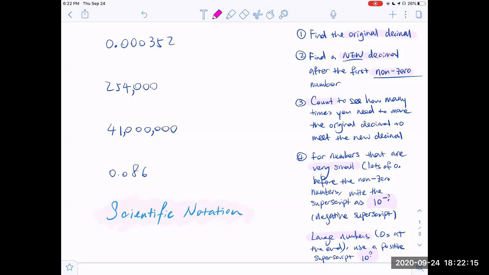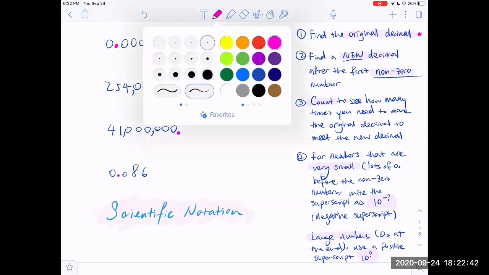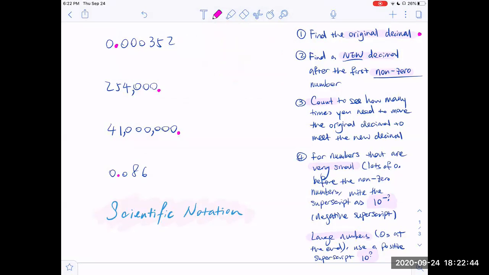First, you want to find the original decimal, okay? So in this case, for the first question, the original decimal is already in the question. For the second question, because we have a really large number, our original decimal will be placed at the end of the number. For the third one, our original decimal will be at the end as well. And the last one, we have our original decimal at the very front. So we're going to use the pink dot as our original decimal.